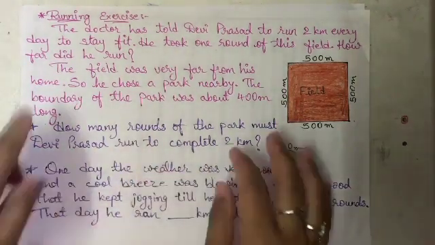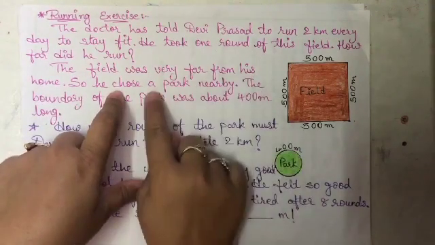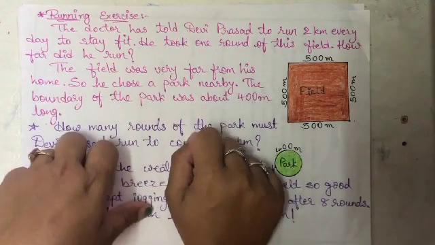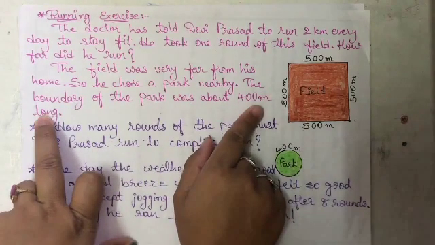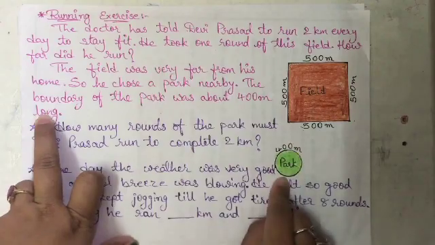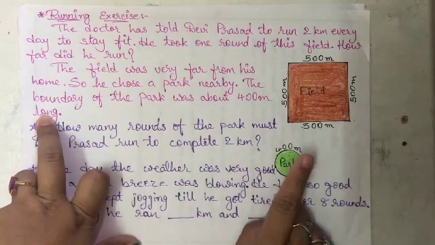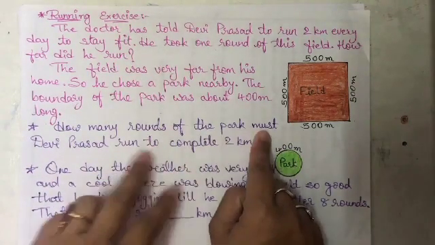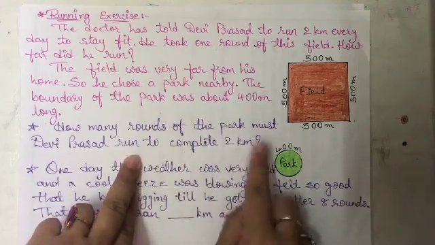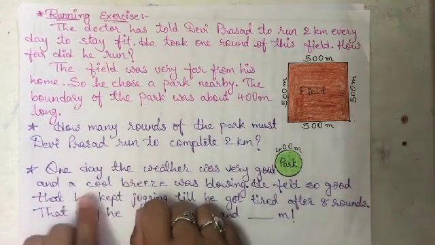Fine. Then the field was very far from his home, so he chose a park nearby. The boundary of the park was about 400 meter long. You can see it in a circle in a parrot green color. So this is the park. For that, how many rounds of the park must Devi Prasad run to complete 2 kilometers? Oh, there is one question now.